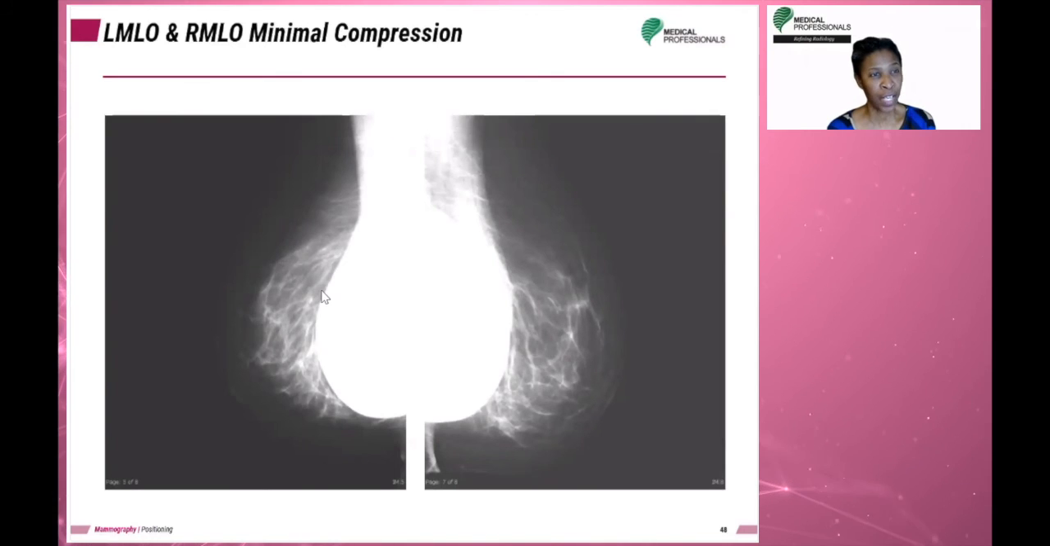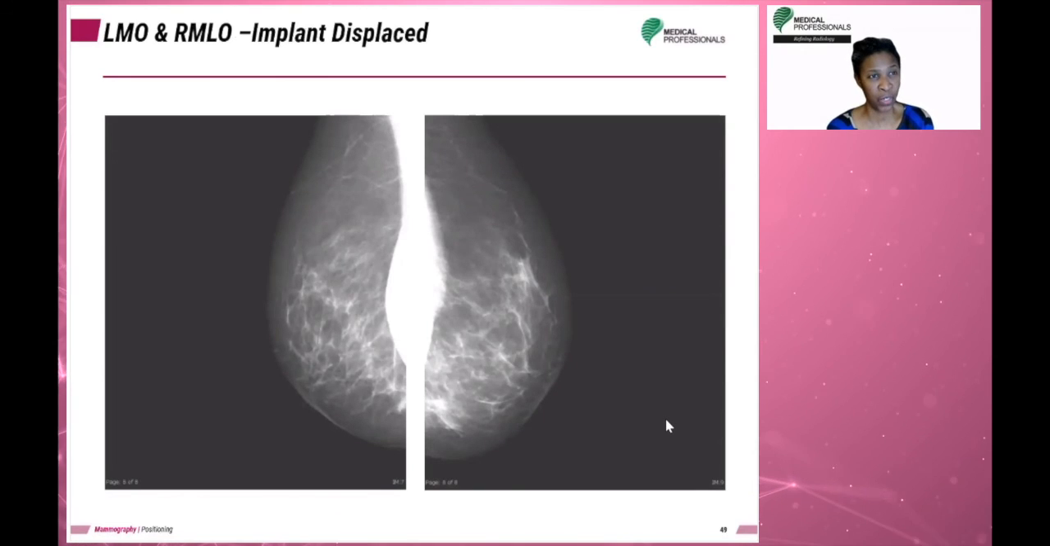So here we have for the MLO, the same applies. You have the patient stand slightly away from the unit, bend forward. Again, you're feeling for the edge of the implant. Once you've located the implant, use the detector at the lower aspect, and then you keep your hand at the upper aspect until it's replaced by the compression paddle. Then you start pulling the breast tissue forward, and the compression as it comes down will push the implant back, and then you get your implant displaced projections.